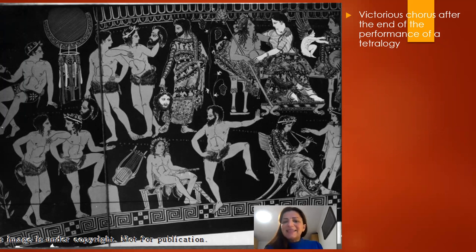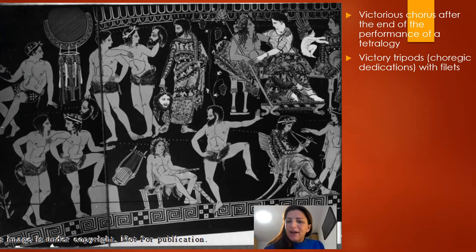And I'm saying tragic tetralogy, although the chorus members are dressed in satyr drama costumes. And I'll explain why I'm saying this. First of all, let me carry on a little bit with the victory elements. You'll see the ribbons, and also the victory tripods up to here. This is a victory tripod, which is a choregic dedication, a dedication by the winning sponsor of the tragic tetralogy, which was set in the polis for everyone to see and admire and praise the victory.